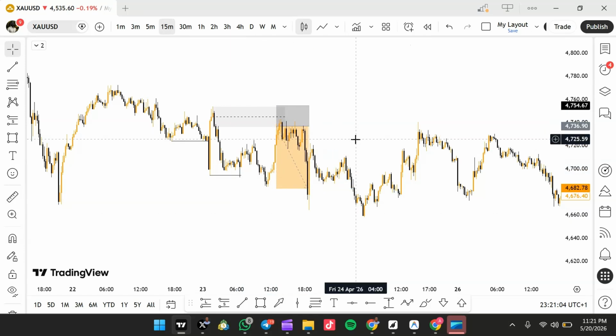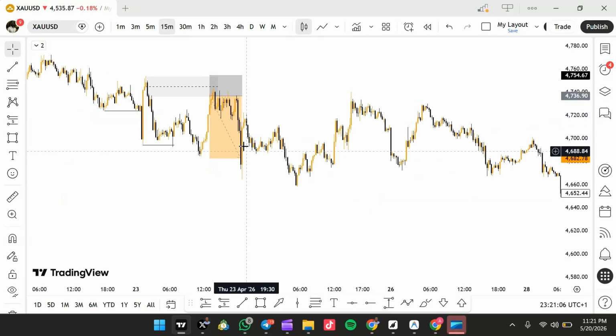Then again you keep going, break of structure. You have a break of structure here. Then the origin that gives rise to that break of structure is this, right? What do you see happen? Set your entry, then stop loss above the invalidation.